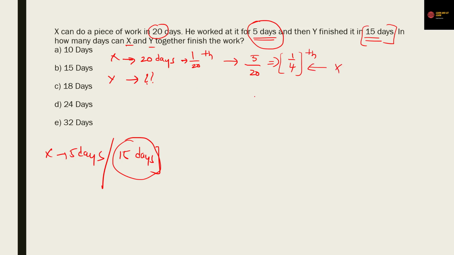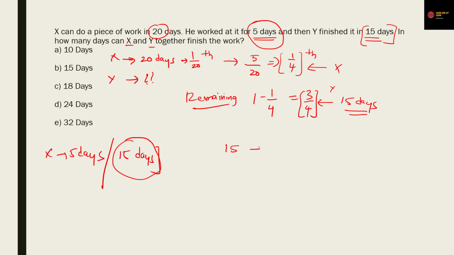How much is the remaining part? Remaining is 1 minus 1 by 4, which is nothing but 4 minus 1, it is 3 by 4, right? So 3 by 4th part is remaining, which is done by Y in 15 days, right? So 15 days is taken by Y to do 3 by 4th of the work. Then how many days will Y take to finish one complete part, that is 4 by 4 or one complete part of the work?